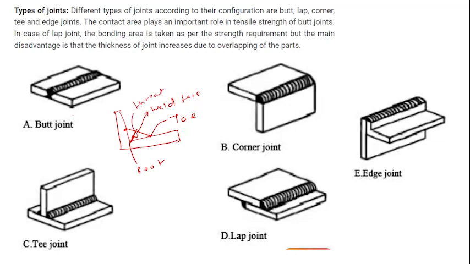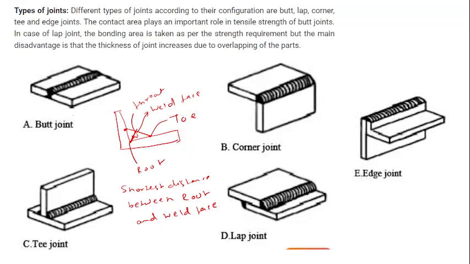Mostly in a 1-mark question they can ask you what is the throat in a fillet weld. So it is the shortest distance between the root and weld face. All these definitions are written in the notes, so I suggest you read that after the class.